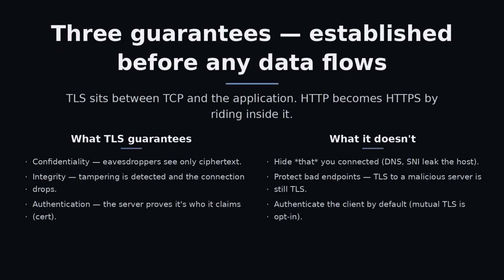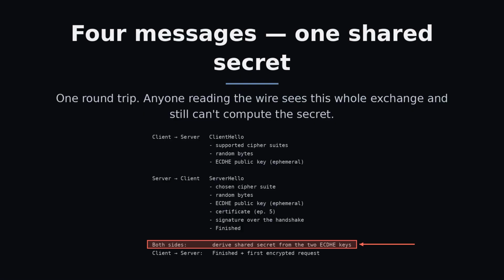Now here's the question. Your browser has never seen this server before. The cafe Wi-Fi is reading every byte. In about a quarter of a second, you and the server are sharing a secret nobody else can see. How? It's a 4-message exchange called the TLS 1.3 handshake.